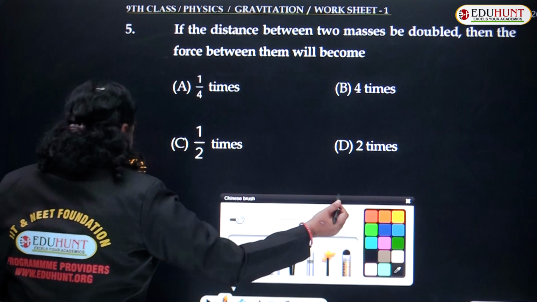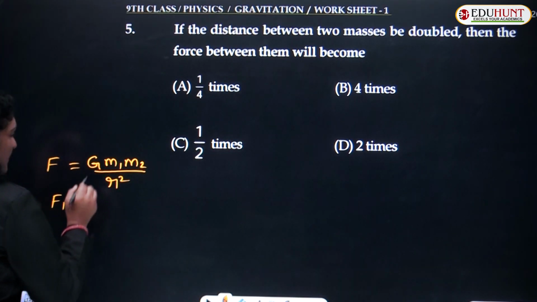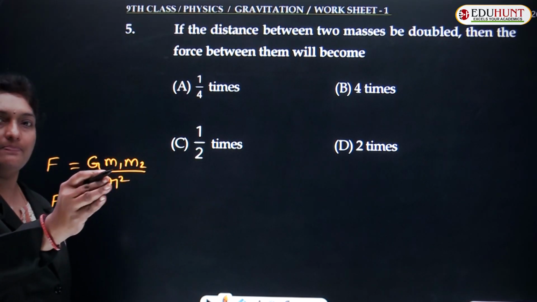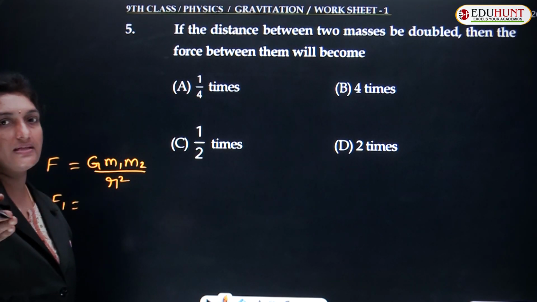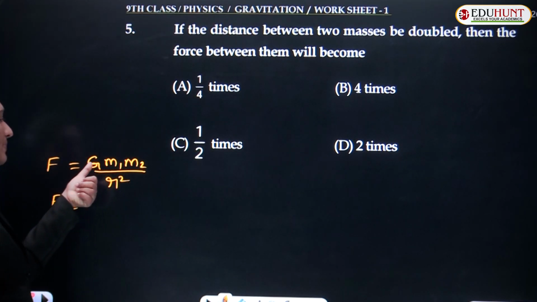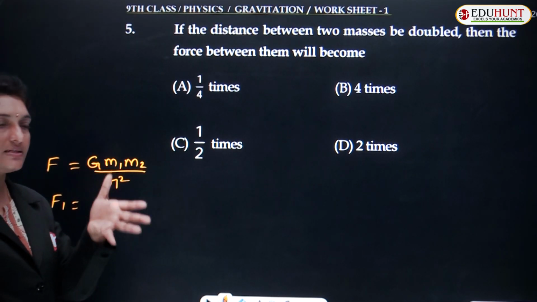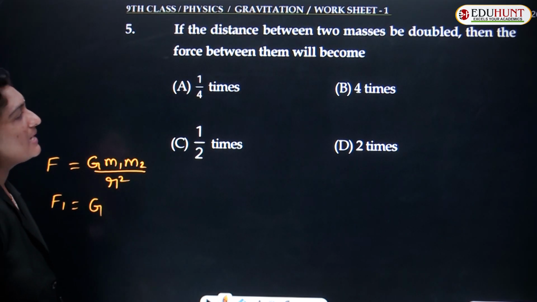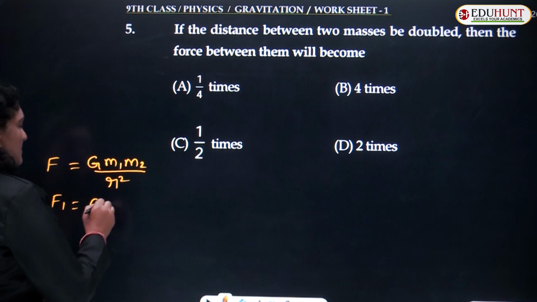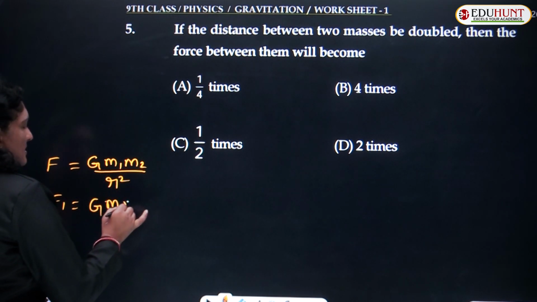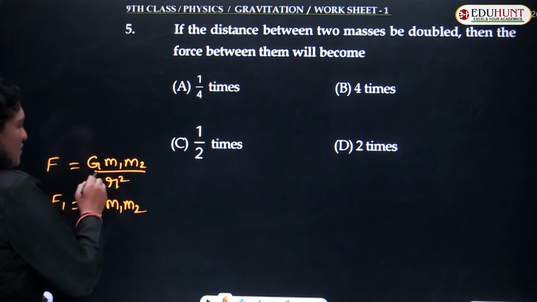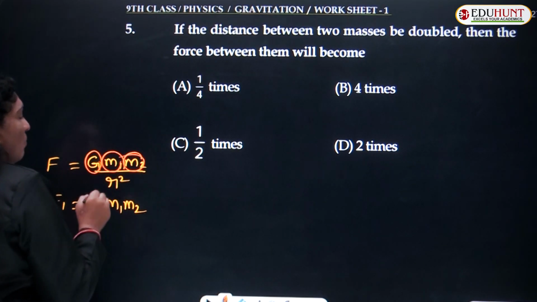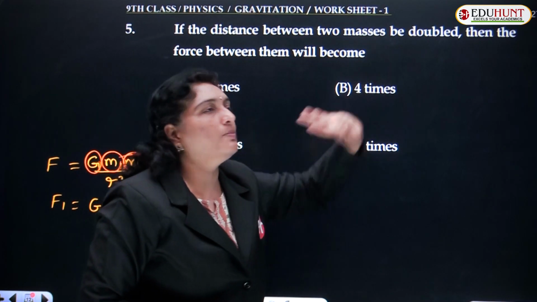First of all, let us consider the first force F1. G is a constant. Anywhere you consider, the value of G always remains the same throughout the universe and its value is 6.67 into 10 power minus 11 Newton meter square per kg square. So, G has a fixed, constant value. Its value never changes. The distance between the two masses is doubled. There is no change in mass, so masses are kept as they are. G is constant, masses are also constant. The only variable is the distance between the two masses, which is doubled.